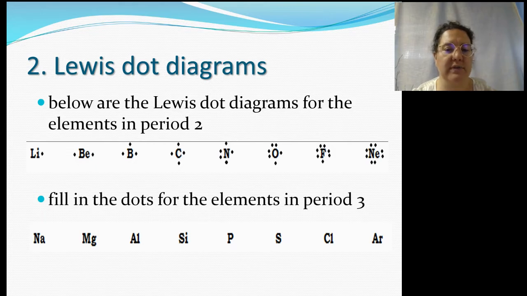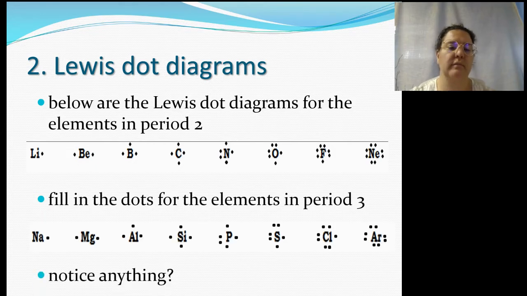So now we're going to fill in the dots for the elements in period 3. Sodium has 1, magnesium 2, aluminum 3, silicon 4, phosphorus 5, sulfur 6, chlorine 7, and argon 8. So when we look at this across the periodic table, the amount of valence electrons in the outer shell stays constant for column 1 through column 8 of the periodic table. So we see a very similar electron arrangement.